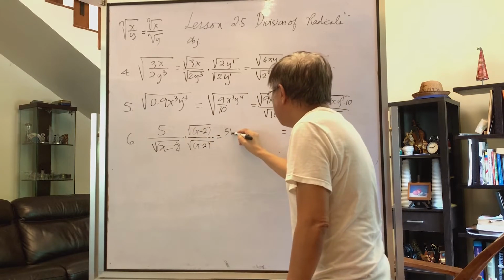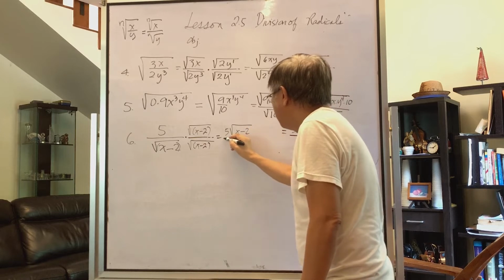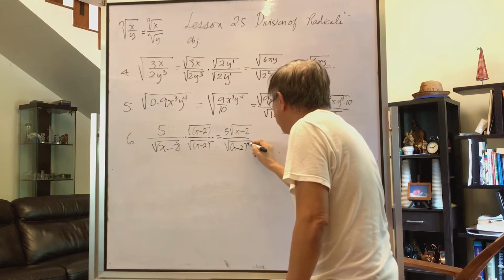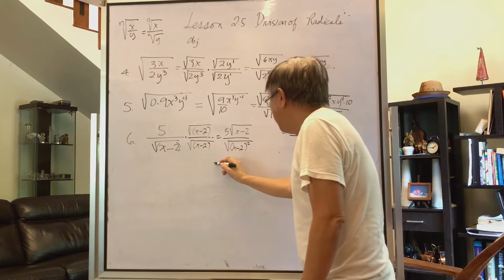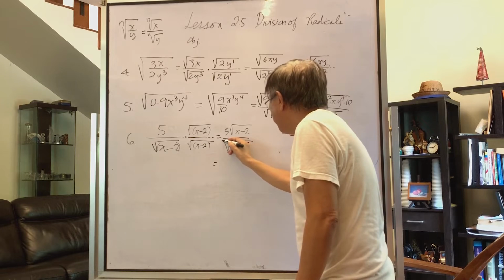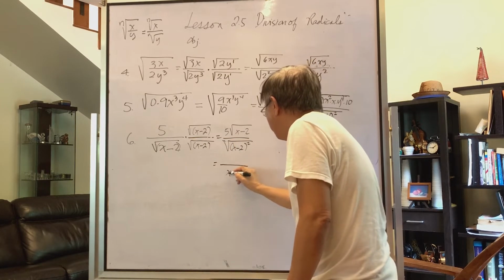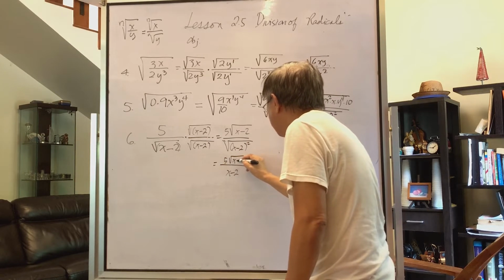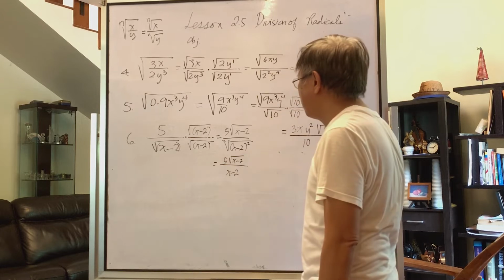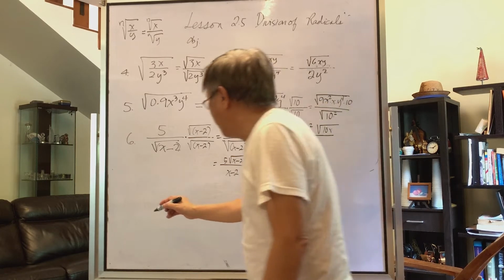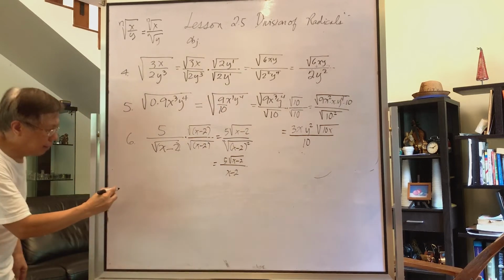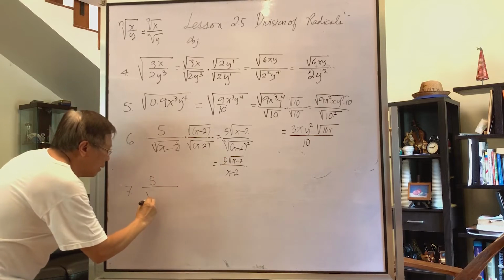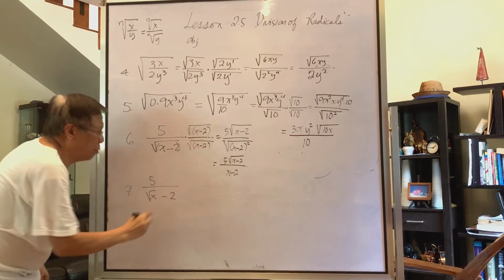Then we multiply the numerator, and the denominator will now give you x minus 2 squared. The denominator now is a perfect square, so we can cancel this, and we have x minus 2, leaving the numerator with 5 times square root of x minus 2. For the last, in this lesson, we get this one here, square root of x minus 2.